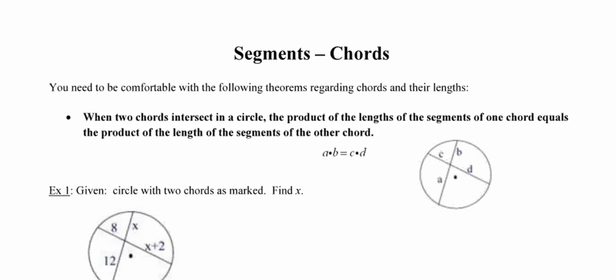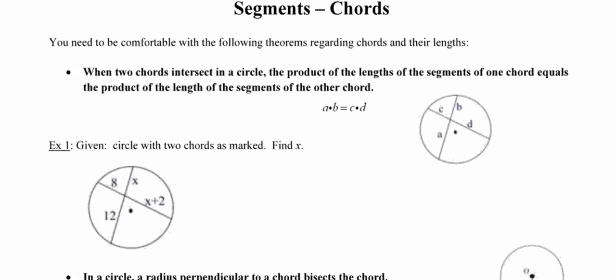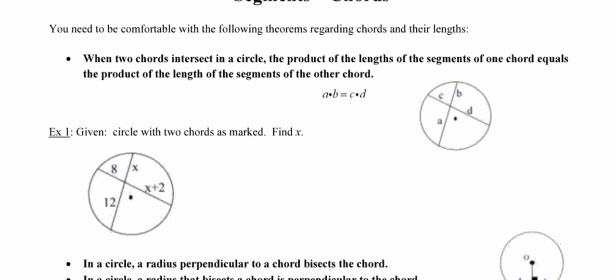It says when this occurs, the product of the lengths of the pieces of one chord is going to be equal to the product of the lengths of the pieces of the other. So in other words, if I have this circle with two chords, I'm going to call them a green chord and a blue chord. This says that when you multiply the two pieces of the green chord together, that product is going to be equal to the product of the pieces of the blue chord.